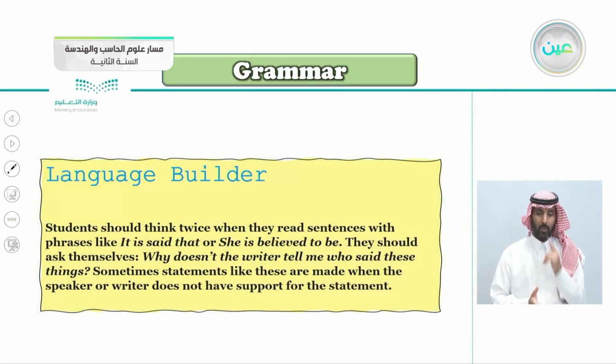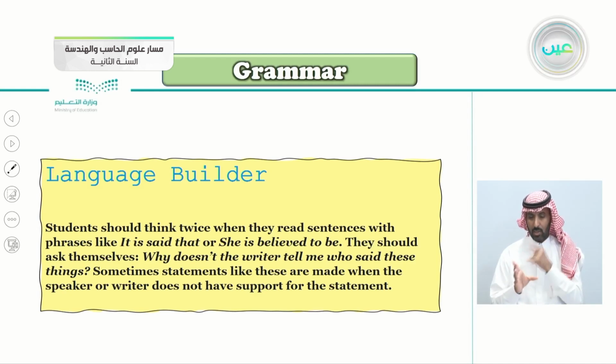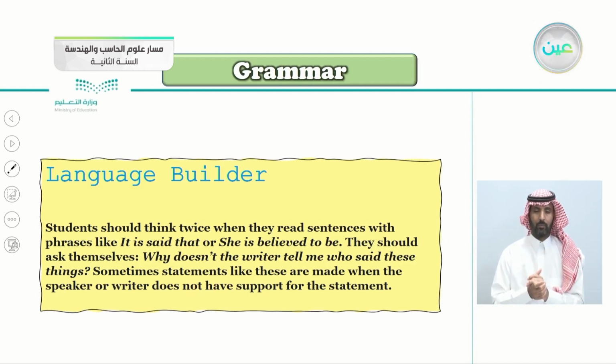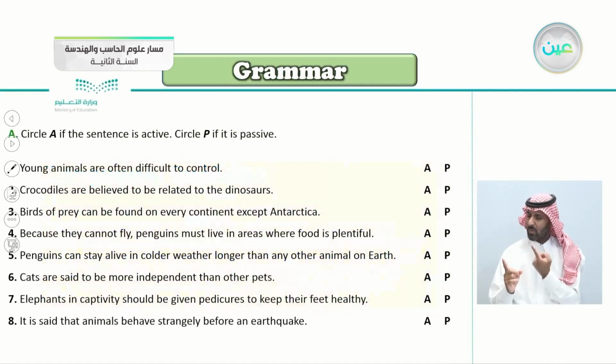And here's a language builder for you. Students should think twice when they read sentences with phrases like it is said that or she is believed to be. They should ask themselves, why doesn't the writer tell me who said these things? Because sometimes statements like these are made when the speaker or the writer doesn't have any support for the statement. Maybe he doesn't know who said these words.